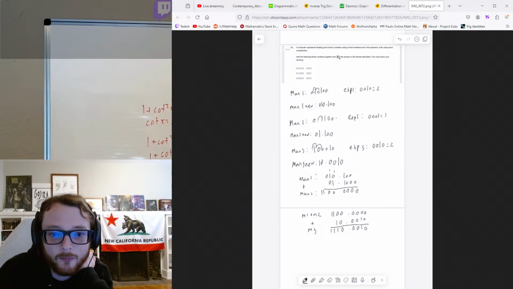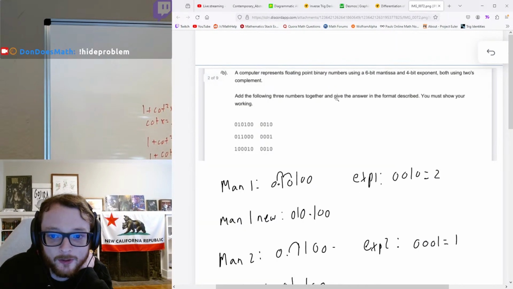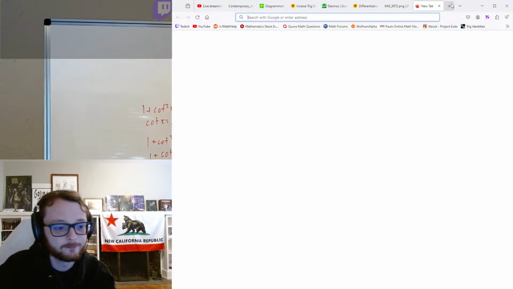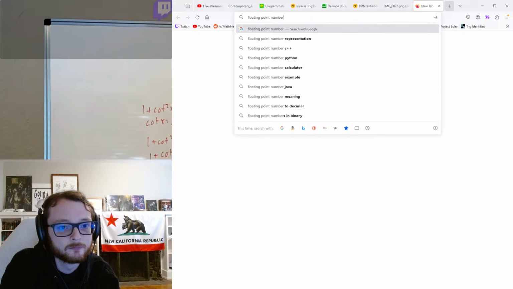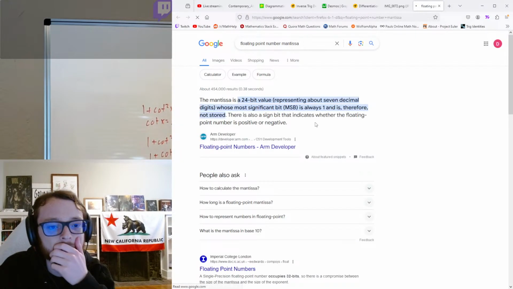The subject was floating point arithmetic, which I did learn at some point. The computer represents floating point binary numbers using a 6-bit mantissa and 4-bit exponent. And the mantissa is basically the number itself without any decimals in scientific notation, I believe. Add the following three numbers together and give the answer in the form described. You must show working. Make sure that I'm right on that, though.